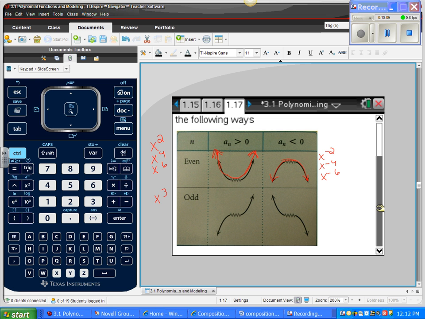And when we have odd, it's a little bit different. When we have an odd index, x to the third, x to the fifth, x to the seventh, x to the ninth, as I approach positive infinity, going to the right, my graph is going to shoot up to infinity. As I approach negative infinity to the left, it's going to go down to negative infinity. So a positive odd power goes up to the right and down to the left.